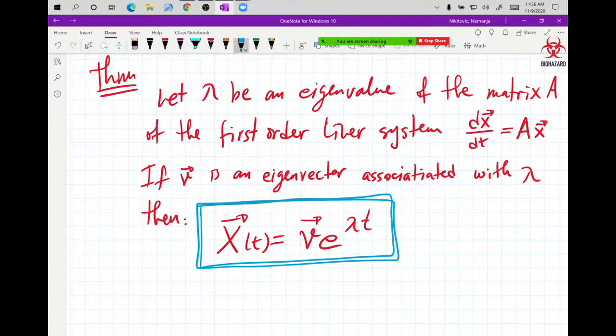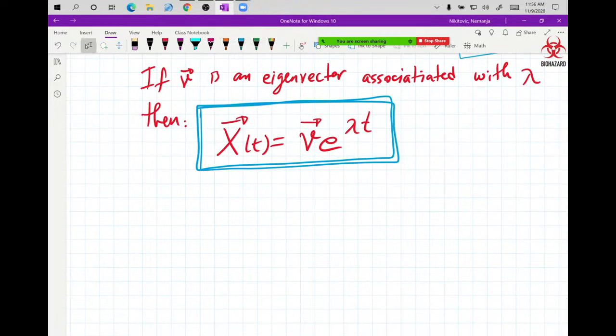And that's why we bother with lambda and v, because once we find them, we just write the solution out. There's no integrating here, no differentiating. You're solving a quadratic equation, and you know how to factor. That's the extent of your troubles.